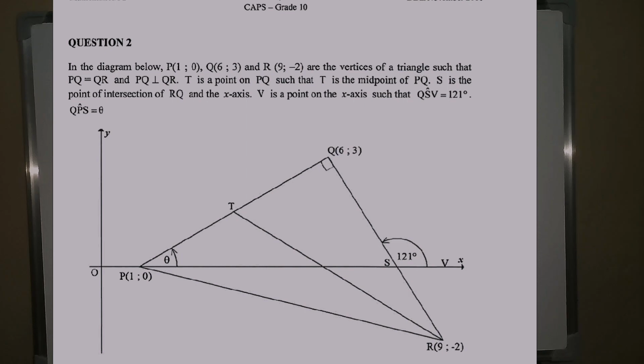S is the point of intersection of RQ and the x-axis. V is a point on the x-axis such that angle QSV is equal to 121 degrees. Then angle QPS is equal to theta.